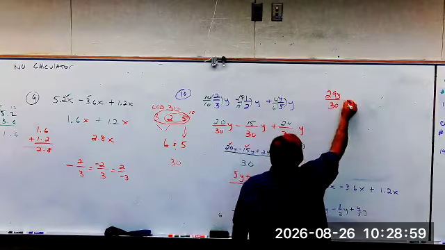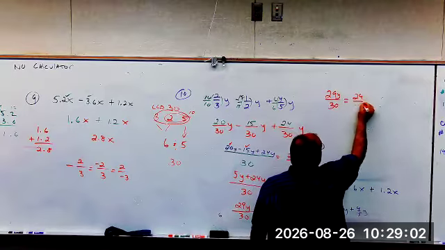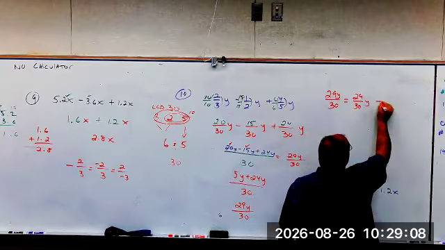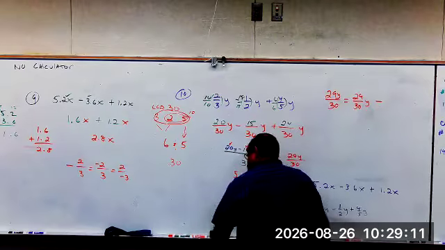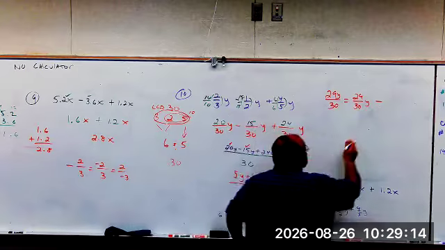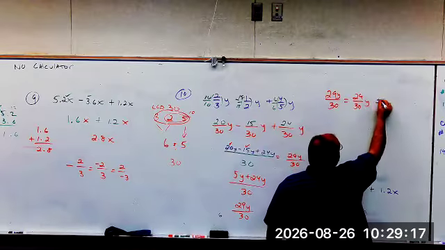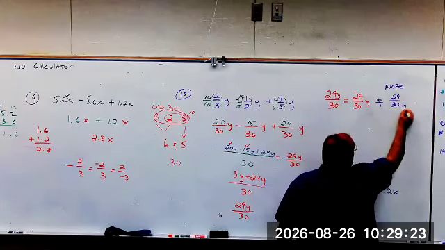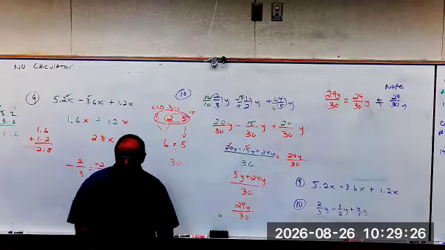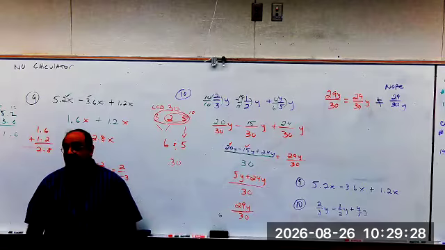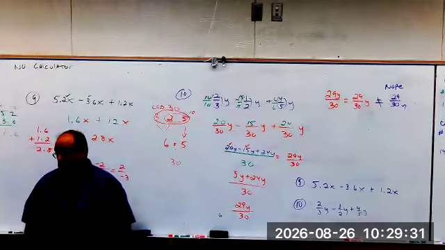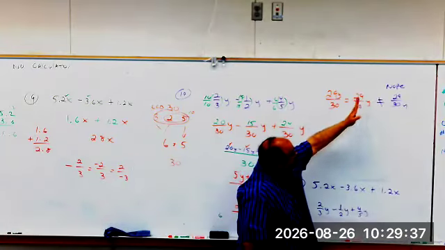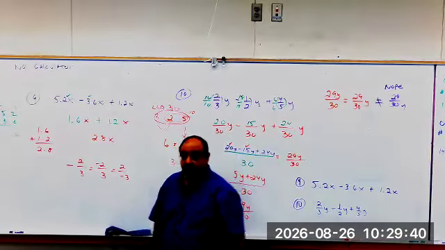29y over 30 is exactly the same as 29 over 30 times y, but it is not the same as 29 over 30y. Big note. When you write it like that, it looks like the y is in the denominator with the 30. If you want 29 over 30 times y, then you need to write it like a fraction in front of the y. It matters.